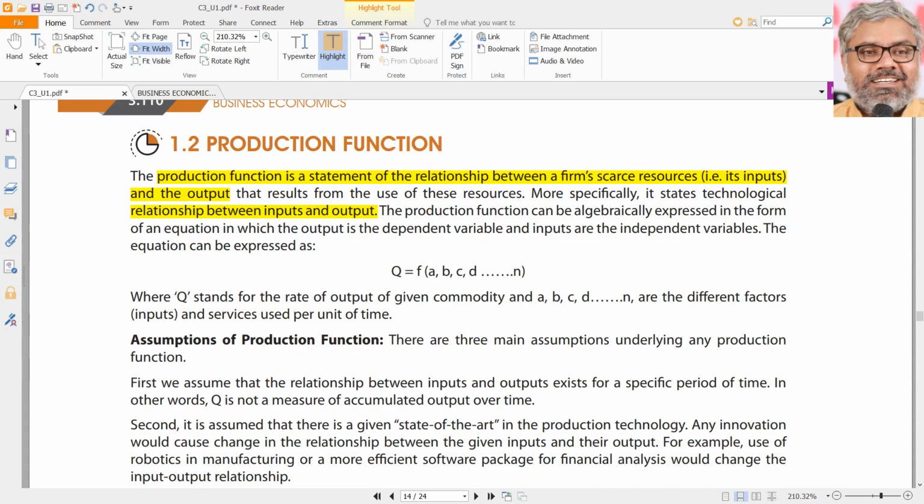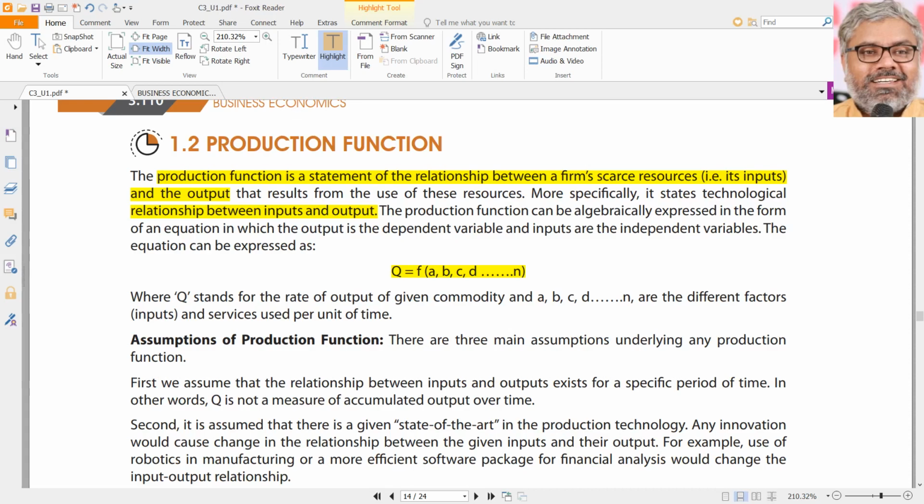If a production function is algebraically expressed in the form of a mathematical equation, it can be expressed like Q is equal to a function of A, B, C, D, etc. till N. So what is A, what is B, what is C, what is D? All are inputs. One of them could be land, one of them could be labor, one of them could be capital, maybe two different kinds of capital, entrepreneurship, etc. There are many inputs which will be required to generate the output called Q.